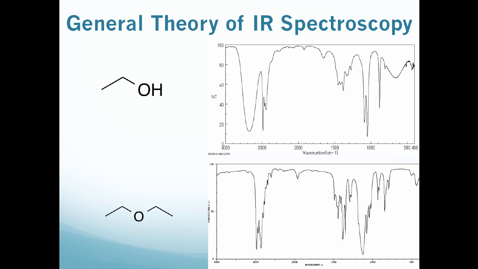So if we compare ethanol and diethyl ether, both compounds have covalent bonds, they have carbon, oxygen, and hydrogen, but you can see they have very different IR spectra. And the reason is because of the different nature of these molecules, they have different bonds, they absorb light at different energies to give very different IR spectra.